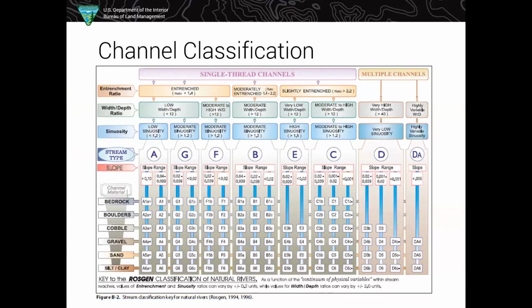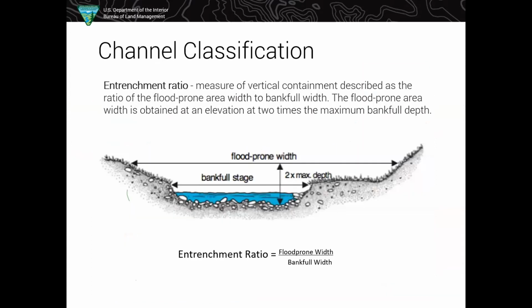The first one, once you figure out your single thread or multi-thread, you're going to look at entrenchment ratio right here at the top, and that's one of the first delineative criteria to consider. Simply, that's a field measurement of vertical containment, and we assess that as a ratio of the flood-prone area width to bank full width. The flood-prone area width shown here in the diagram is obtained at an elevation of 2 times the maximum bank full depth.